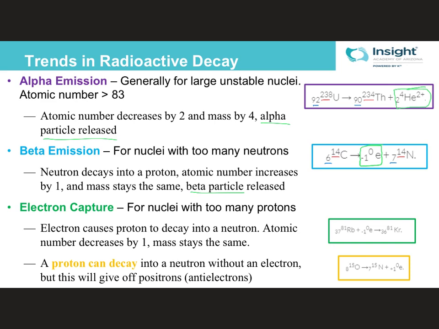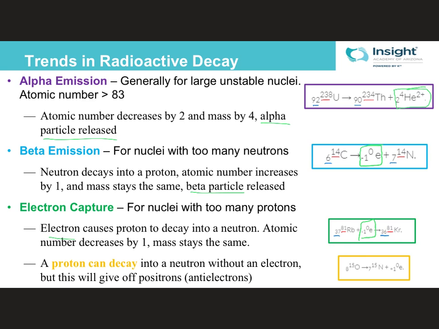All right, so there's your electron coming in there, and you can see that your mass stays the same. Proton number goes down, right? We're getting rid of an extra proton there.